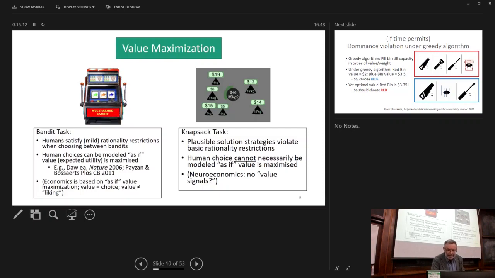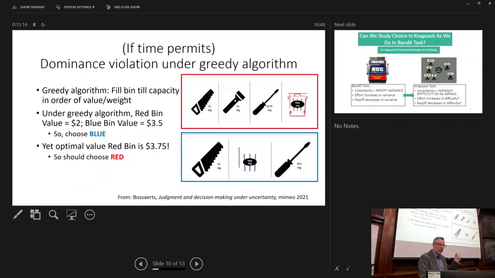I had a slide on showing one of these violations, but that would take too much time to explain, though if time permits we can get back to this. This is extremely important for economists. Economists have reacted to the work that I'm presenting today by shrugging their shoulders: well, you have not proven that value maximization doesn't work here. Absolutely yes, we have proven that. And this is very simple. This uses an algorithm that everybody would use. But I'll explain that algorithm in a minute.